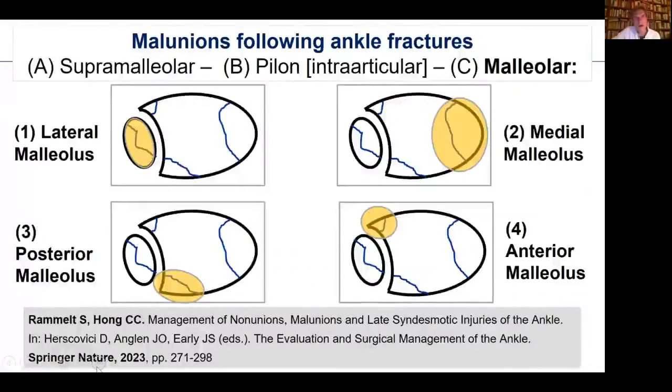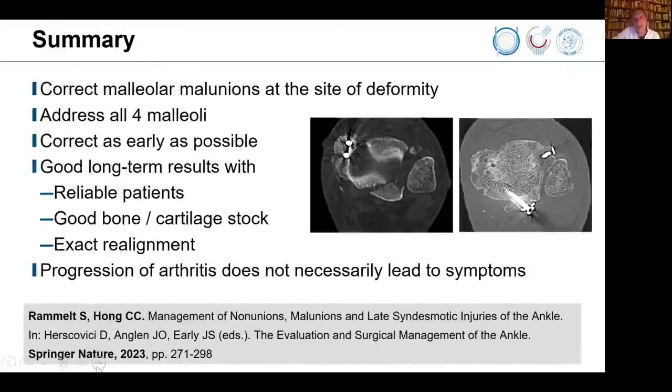So in summary, all 4 of the malleoli can break and all 4 of them can malunite. And if so, this can rapidly lead to incongruity and arthritis of the ankle joint. And of course, osteotomies can help in those cases. And even if you buy your patients some time, particularly if they are young patients, then you have already won the game, because neither a fusion nor a total ankle will be a permanent solution in a young patient.